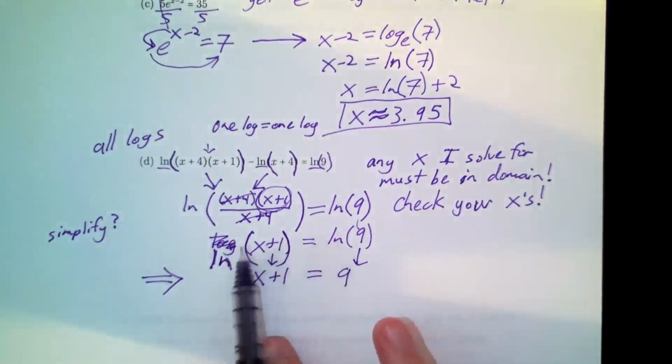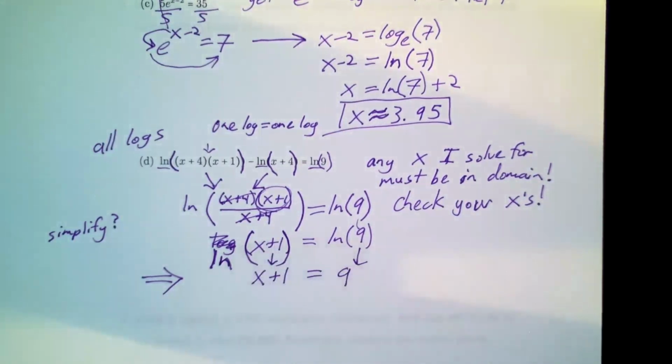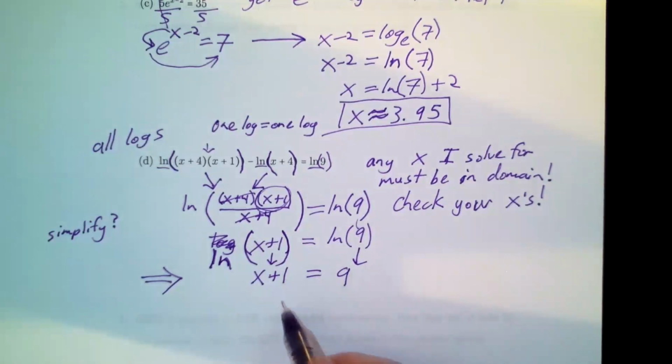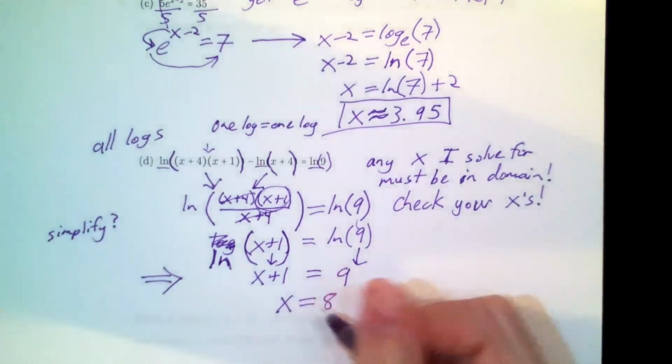Two logs of the same base are only equal if their insides are. So I just kind of bypass the logs and say, okay, that has to equal that. Then you can solve for x. So subtract the 1 from the other side. 9 minus 1 is 8. We get x is 8.